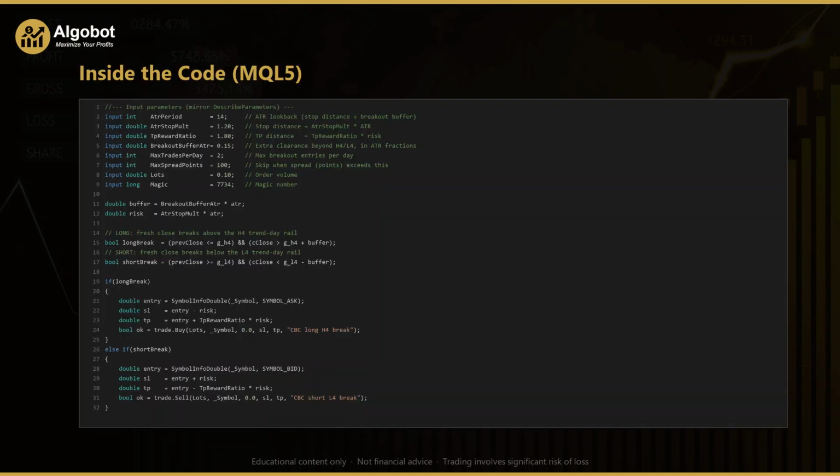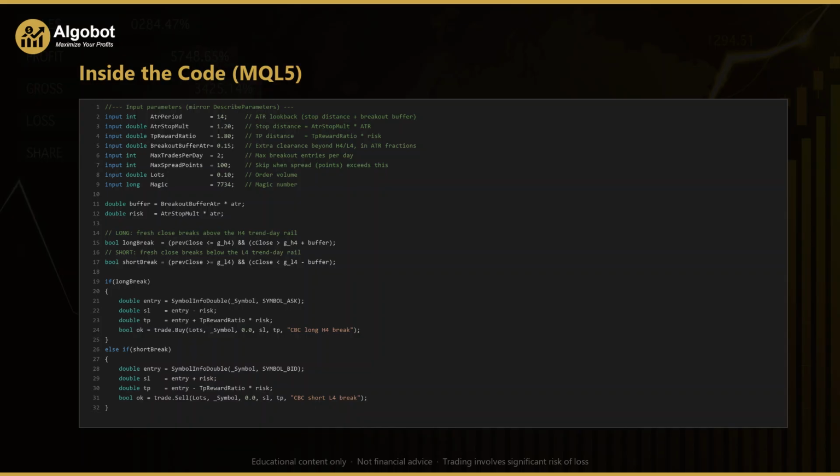Let's look at the actual MQL5 code as it appears in MetaEditor. At the top, we have the input parameters, the settings you can adjust before running the expert advisor. ATR period is the look back for the average true range, defaulting to 14. ATR stop multiple, at 1.2, sets how far the stop sits from entry. TpRewardRatio, at 1.8, defines the take profit as a multiple of that risk. BreakoutBufferAtr, at 0.15, is the extra clearance a close must make beyond the rail.